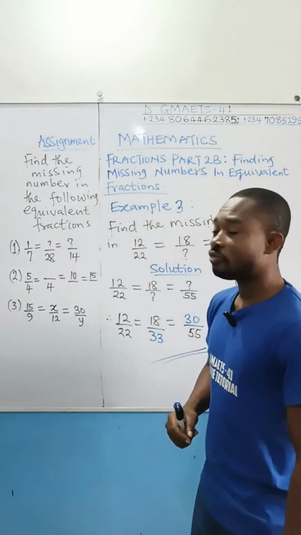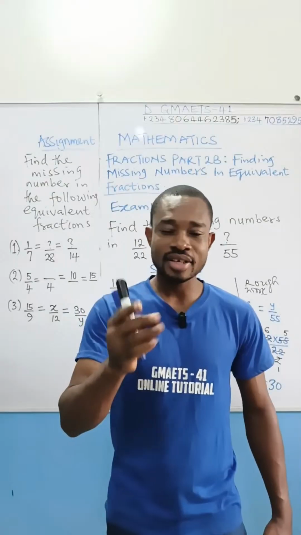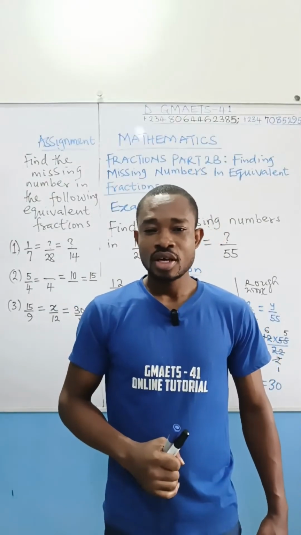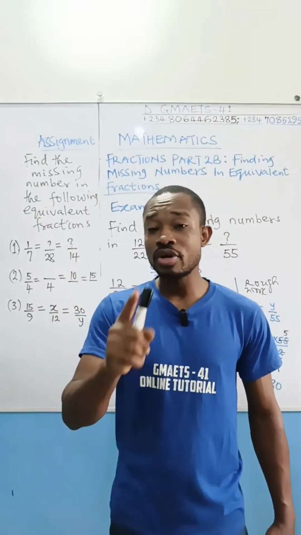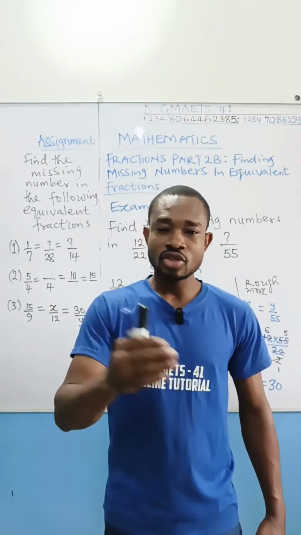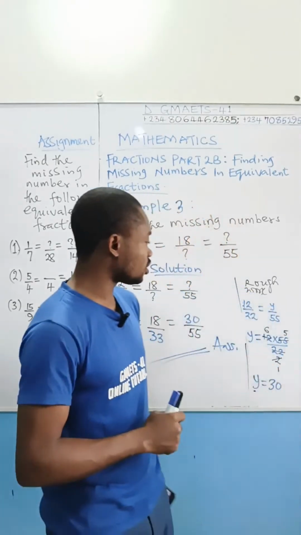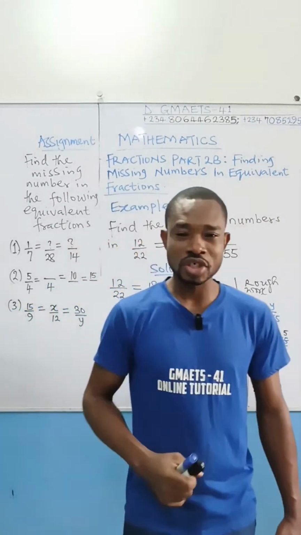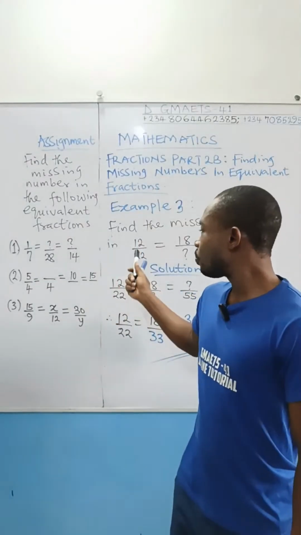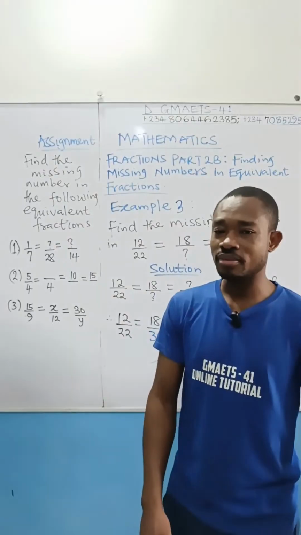We've concluded how to find missing numbers, and remember I taught you 2 methods. The direct inspection method using multiplication or division knowledge. You use that if the fraction given to you is already in its lowest term. Then I taught you the cross multiplication and dividing both sides by the coefficient of the unknown, simple equation method. You use that if the complete fraction given to you is not in its lowest term.